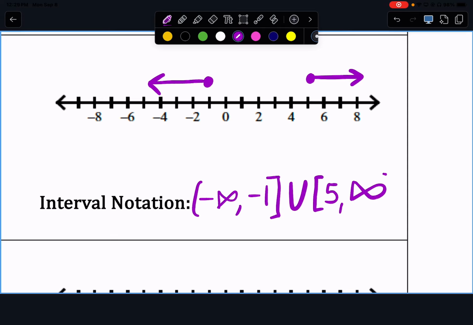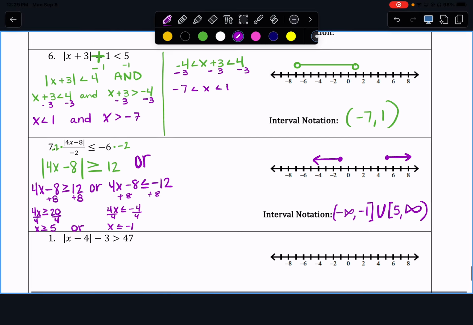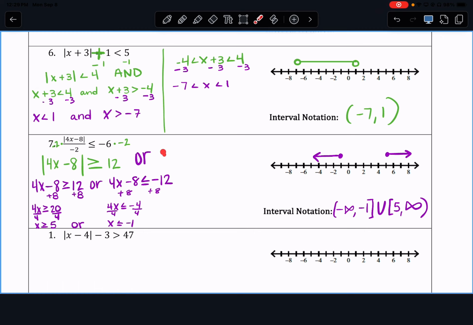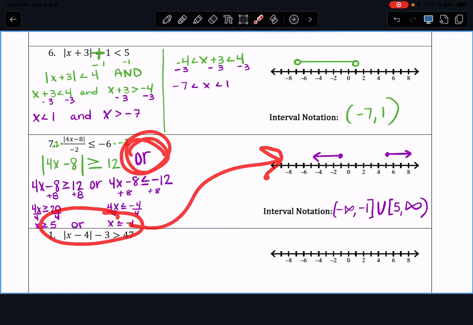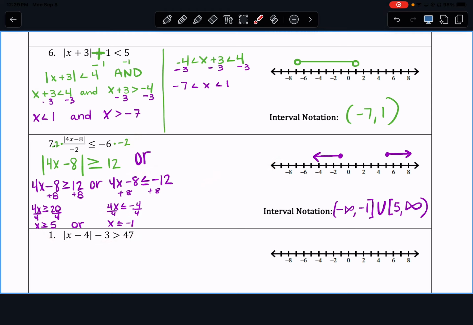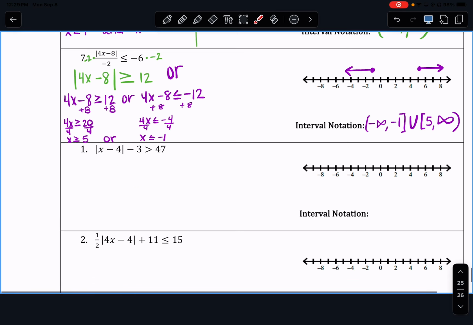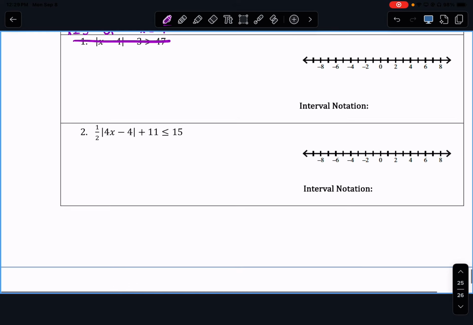There we go. So we have to be careful to make sure our words and our inequalities match our graph. That was super easy for me to make that mistake. It means it's super easy for y'all to make that mistake, okay? We have to watch to make sure we're doing what we have to do for the problem, okay? We're going to skip this one, and we're going to look at the last question.